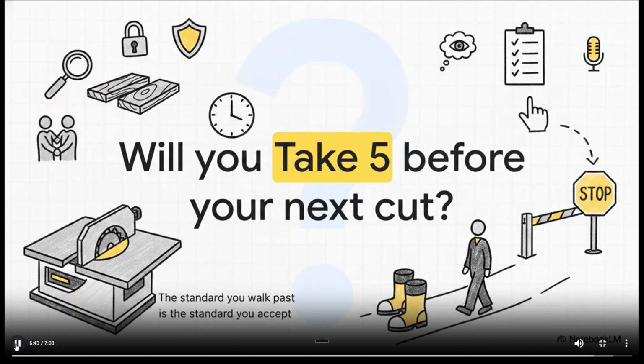So, as we wrap up this explainer, I'm going to leave you with a crucial question to carry back into the workshop. Will you take 5 before your next cut? Will you take that brief pause to assess the hazards, double-check your controls, and empower yourself and your crew to challenge unsafe behavior before every single cut? Remember, the standard you walk past is the standard you accept.